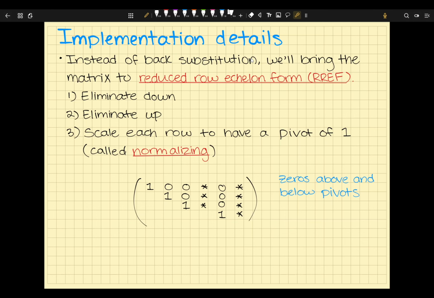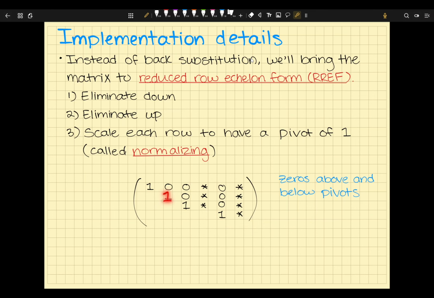So when we actually go to implement our row reduction, we're going to add a little step to this process. Instead of doing back substitution, we're going to bring our matrix to what's called reduced row echelon form. We talked about this on Monday, but I'll remind you what it is. Reduced row echelon form is something like this down here. We see our staircase pattern, so we know it's in row echelon form. But what makes it reduced row echelon form is that each pivot has zeros above and below.